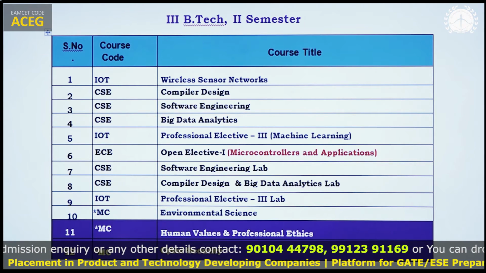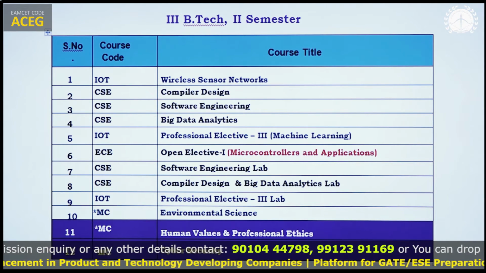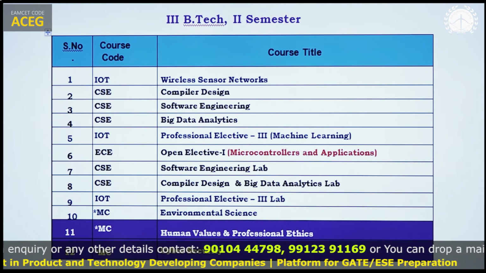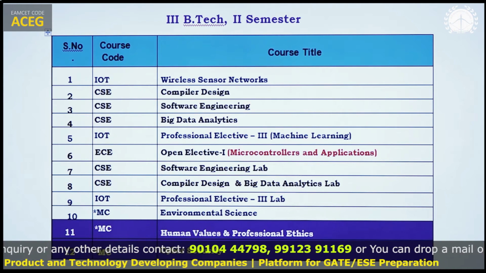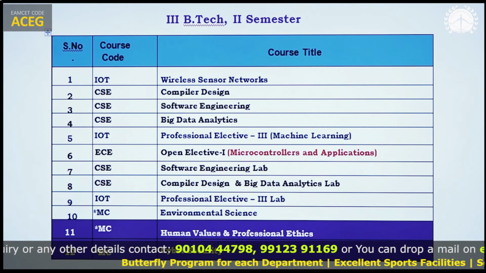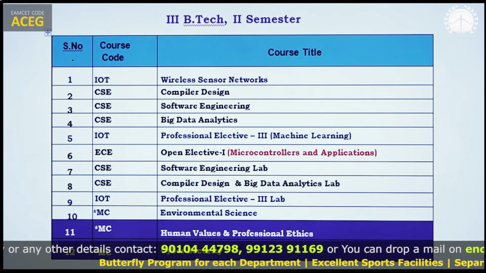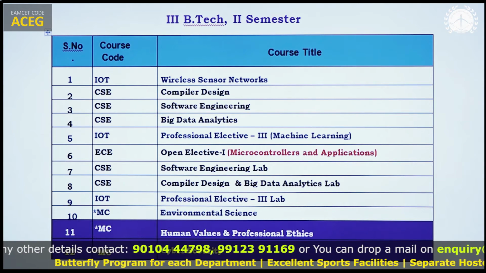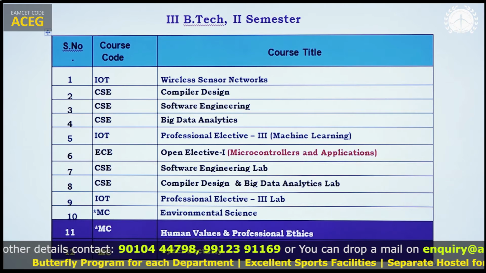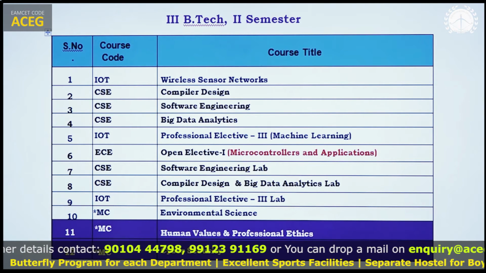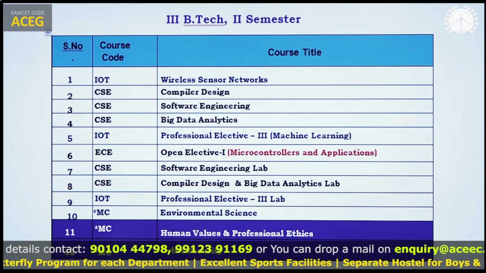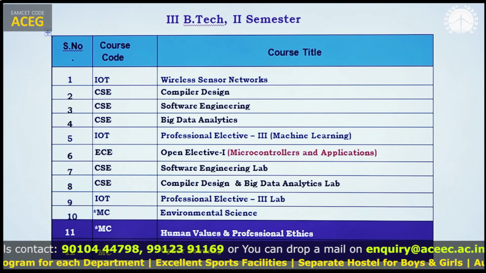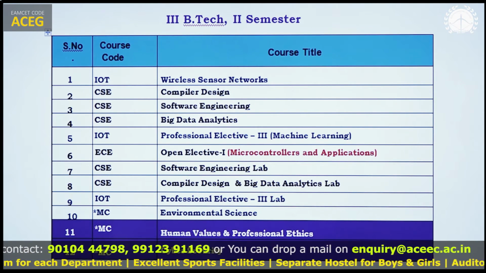In the 3/2 semester, a few are CSE and a few are IoT. The IoT subjects are wireless sensor networks, professional elective 3 machine learning, and the professional elective 3 lab. Coming to CS subjects here: compiler design, software engineering, big data analytics and labs. And one EC subject, professional elective 1, microcontrollers and applications. Now, as a mandatory subject, students also study cyber security in the 3/2 semester.